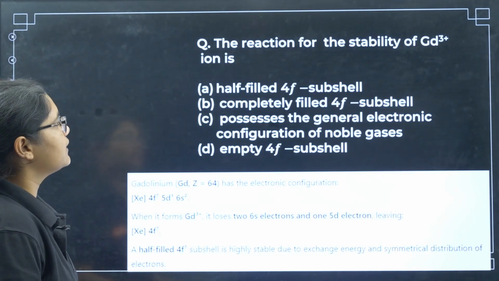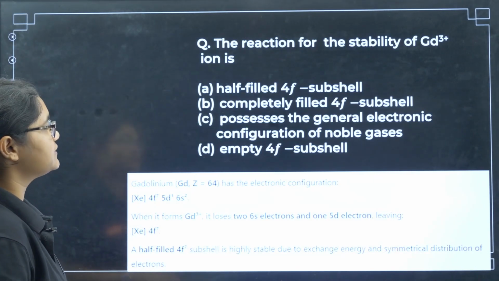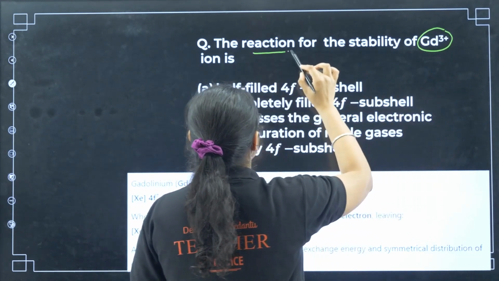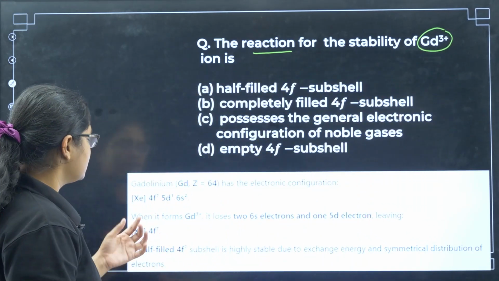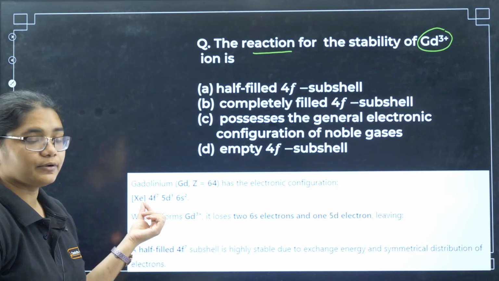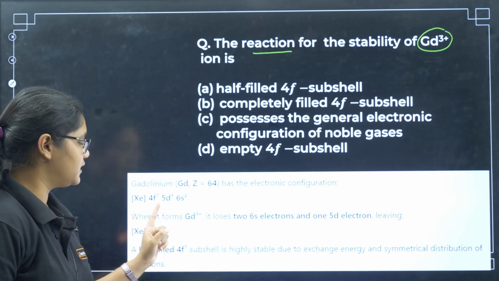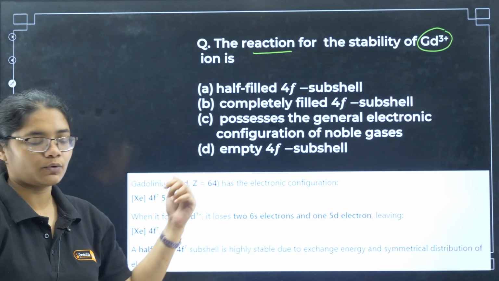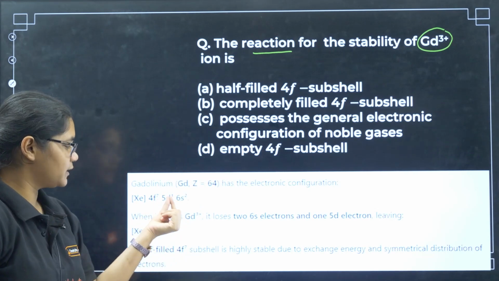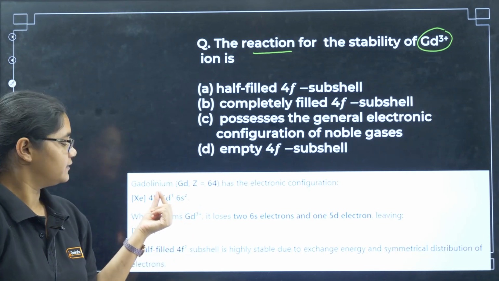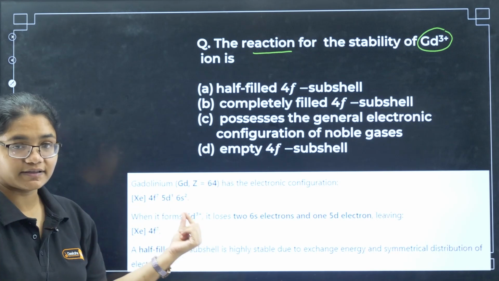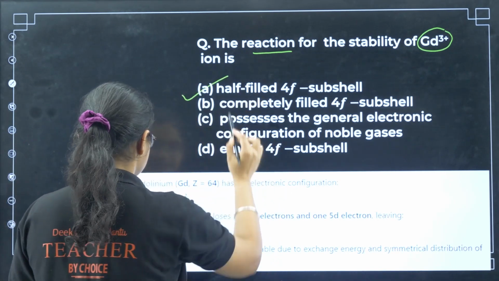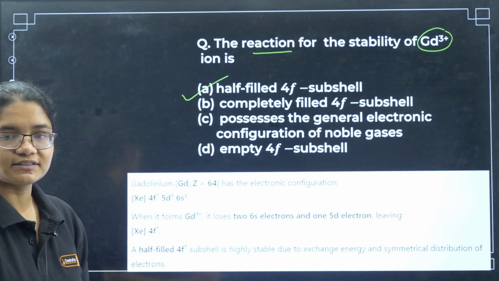Next, the reason for the stability of gadolinium 3+. So you can see the configuration of gadolinium, that is 4f7, 5d1 and 6s2. So if gadolinium 3+ will be there, what I will get? 2 plus 1, these 3 electrons removed, 4f7 configuration, exactly half filled configuration. So it possesses half filled 4f subshell.